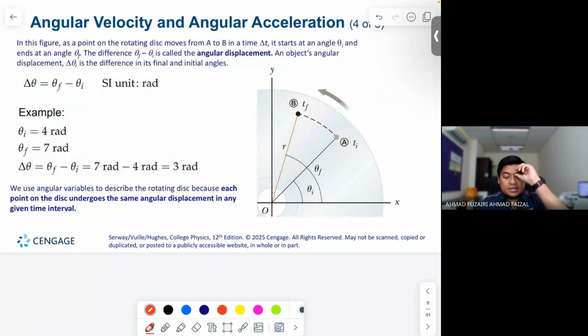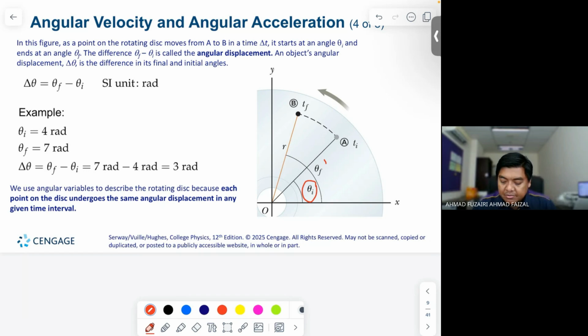So in this figure, as the point on the rotating disc moves from point A to B, for instance, we have point A and point B as in the previous slide. It starts at angle theta initial and ends at angle theta final. Point A started at the initial position, which is angle theta initial, and then point B.